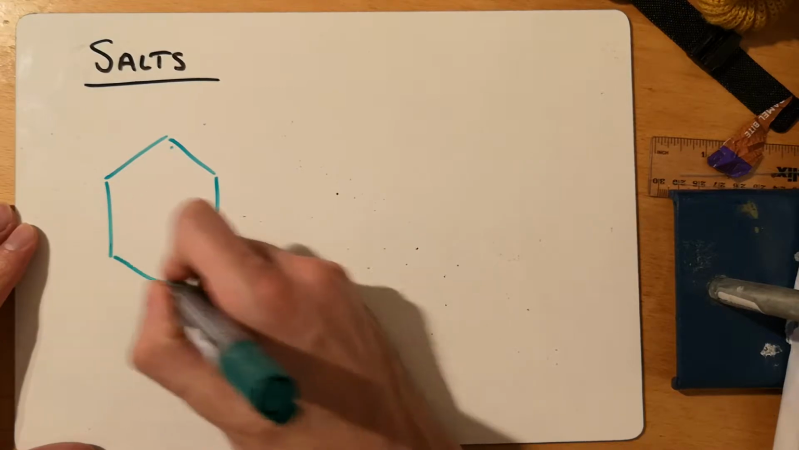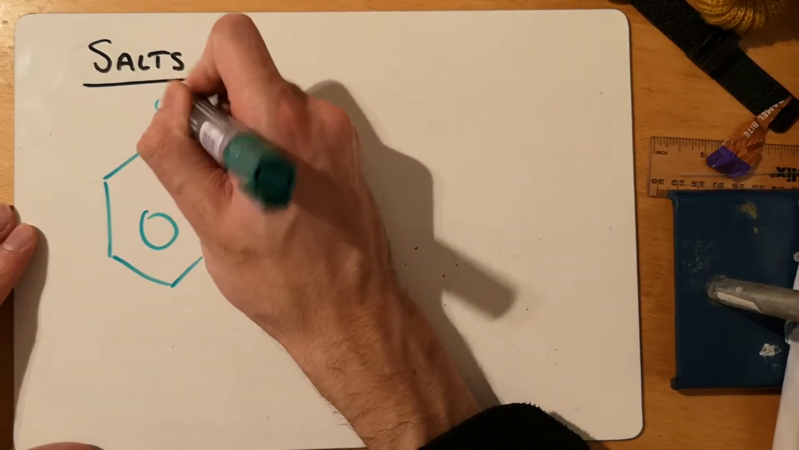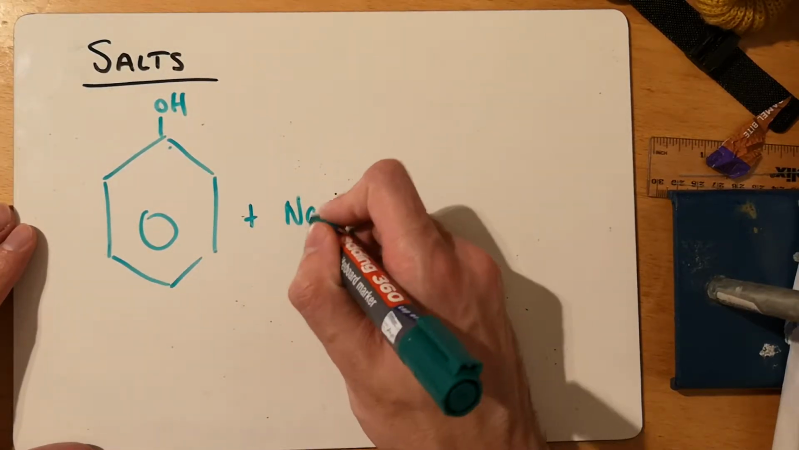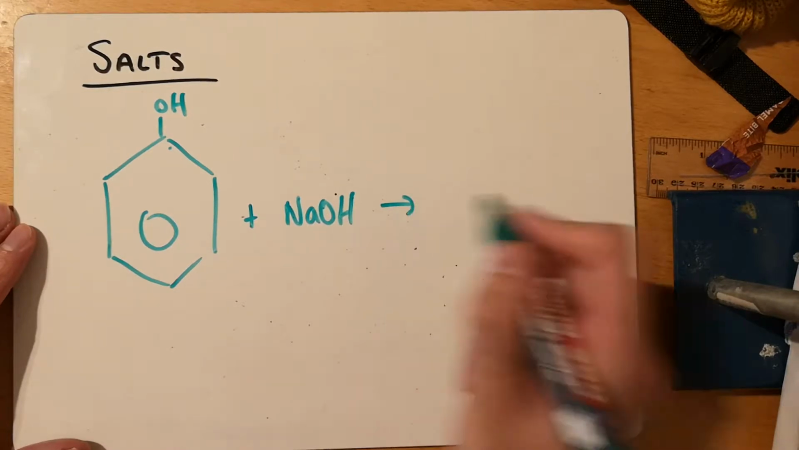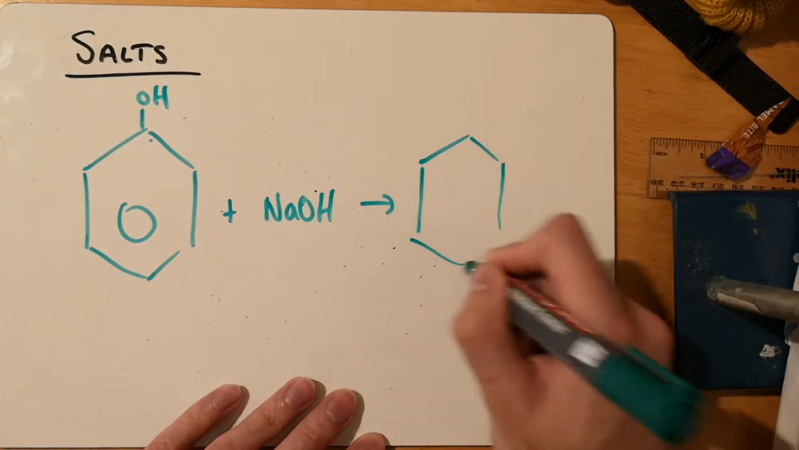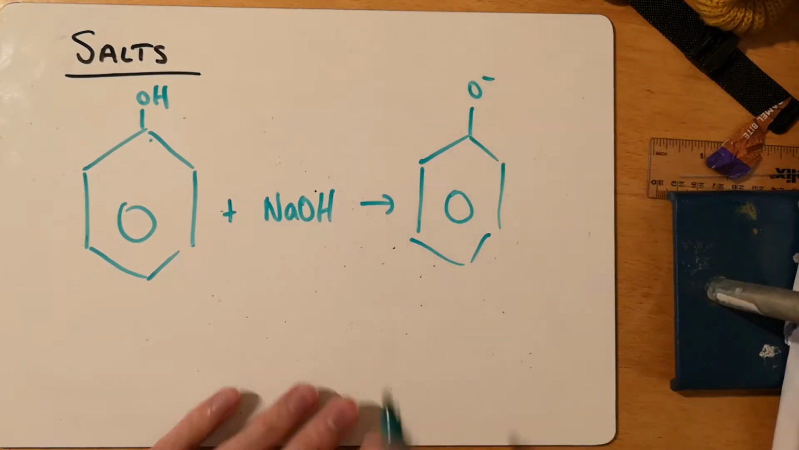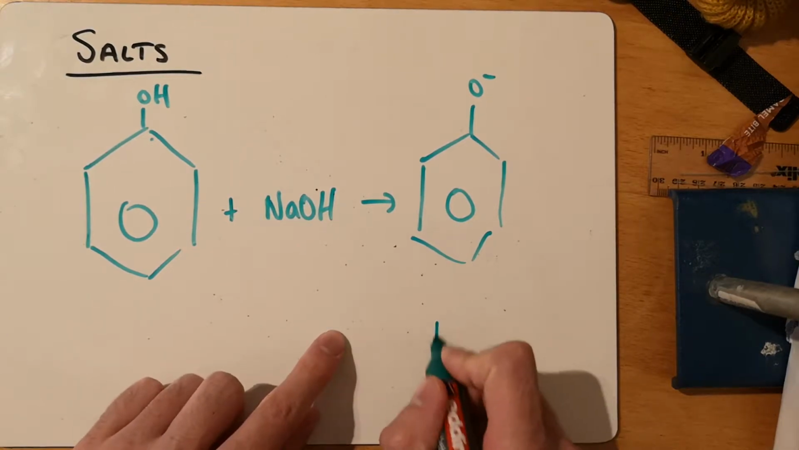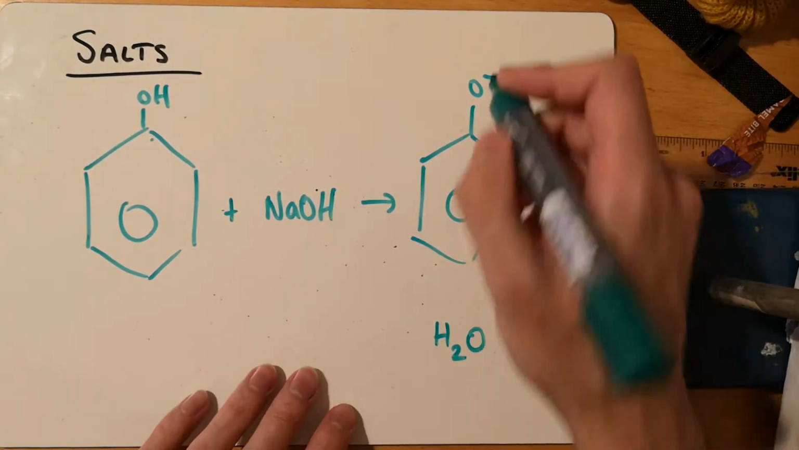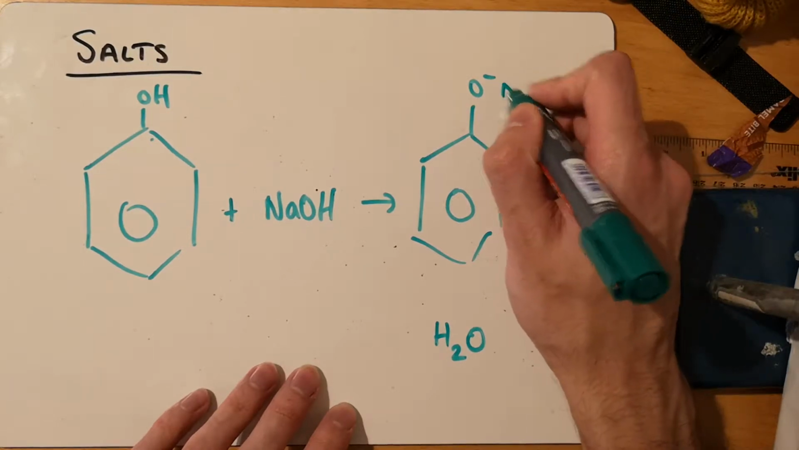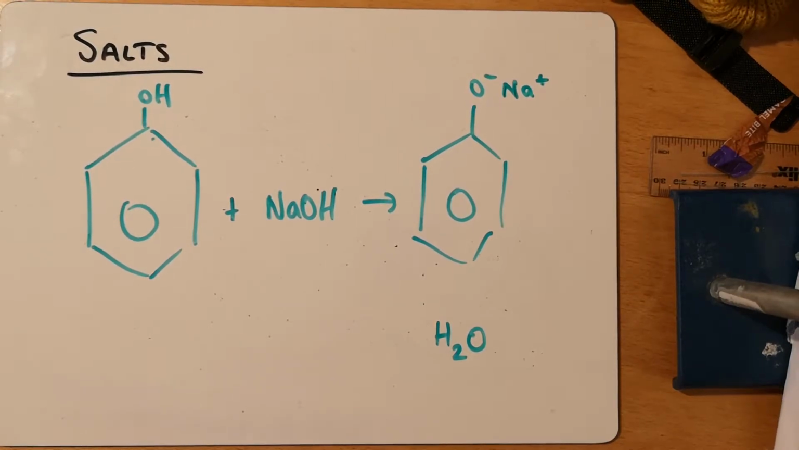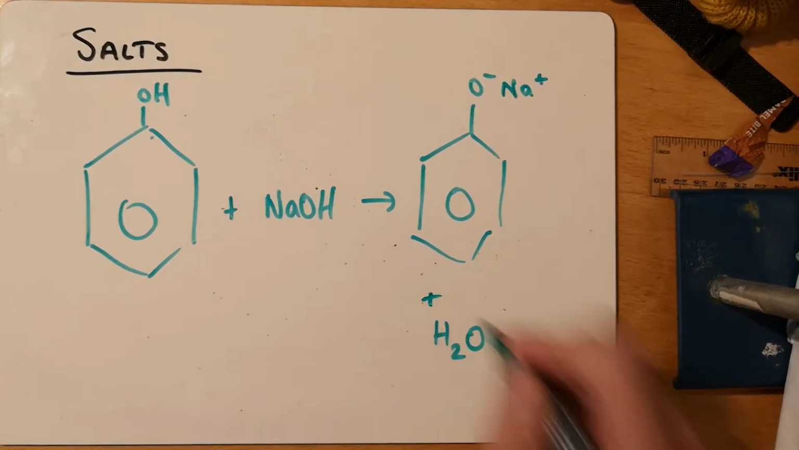We'll see the same thing if we react our phenol, so benzene ring, alcohol group, with our base, sodium hydroxide. So we'll get that hydrogen donated, and that gets donated to OH minus. So we'll end up with H2O. We'll have that O minus up there, and the sodium plus will ironically be bonded to that. So this is our salt, and this is our water given off. Should put a plus there.